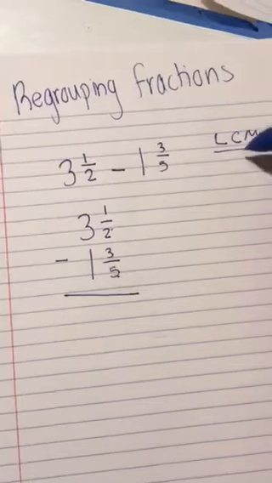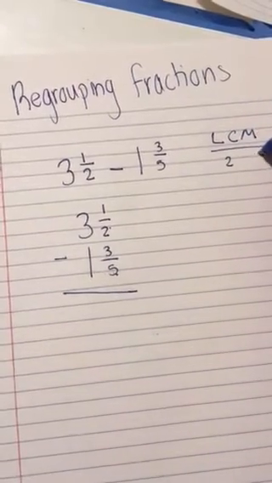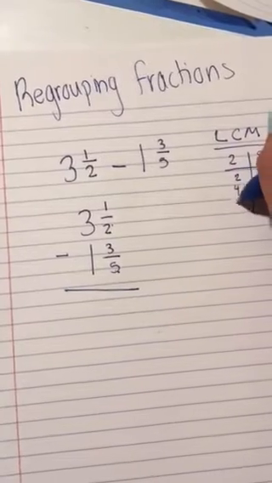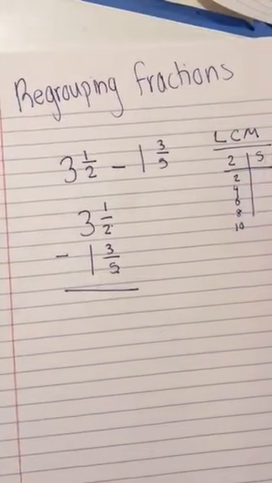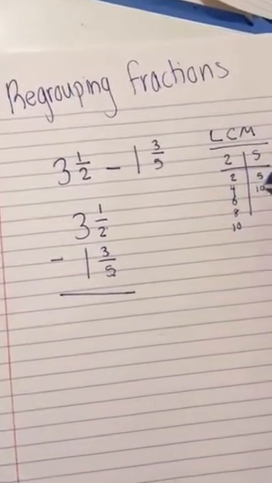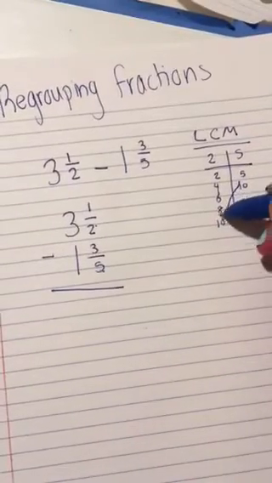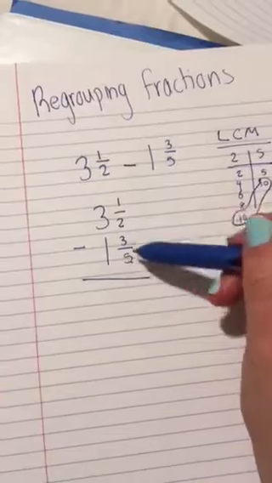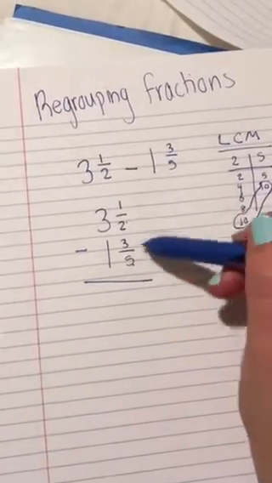And if you forgot how to do that in your head, you can write your easy breezy facts for 2 and 5. 2, 4, 6, 8, 10, 5, 10. Perfect. Found the least common multiple. It's going to be 10. All right, so in order to subtract, I need to make my denominators 10.